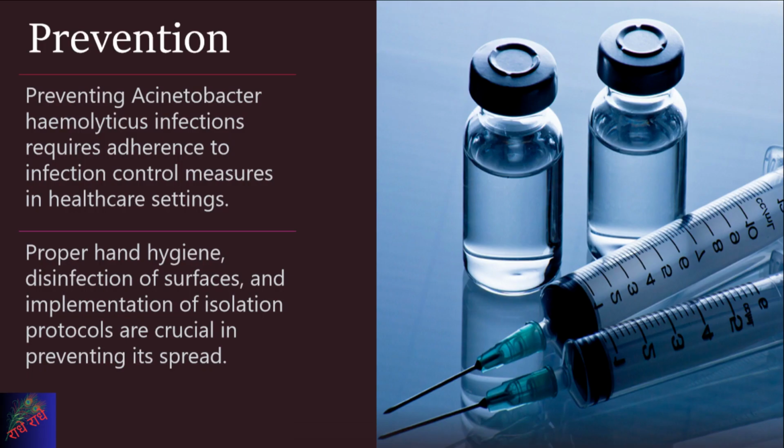Proper prevention strategies are essential for ensuring patient safety from Acinetobacter hemolyticus infections in healthcare settings. Hand hygiene, disinfecting of surfaces, and implementing isolation protocols are the primary methods of prevention. Adhering to these practices can greatly reduce the chances of this pathogen's transmission. Patient education on the prevention of infections should also be included in the strategies.